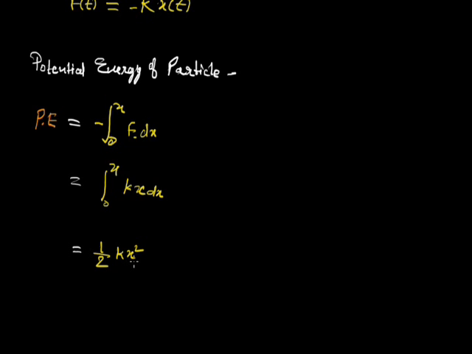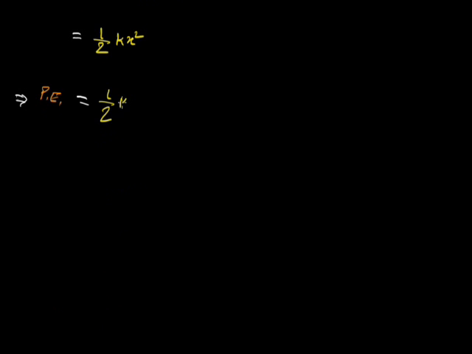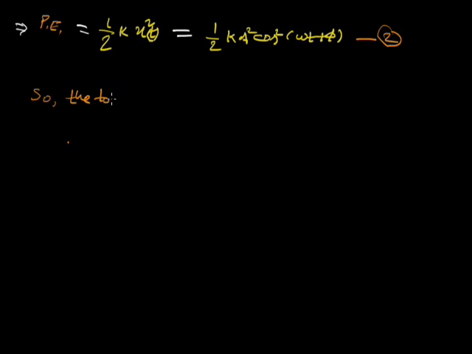So if we express this displacement x as the time varying function, we can write here the potential energy of half k x(t) square equals half k A square cos square omega t plus phi. Let us consider this equation as the equation number 2, which is for the potential energy of the particle. Again, you can see here that the period of the potential energy is also capital T upon 2, means half time period.